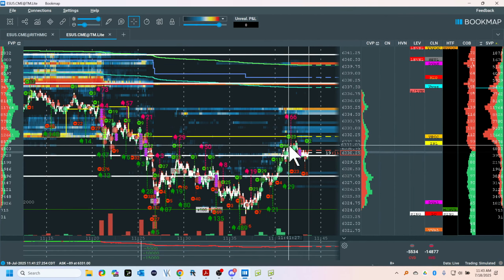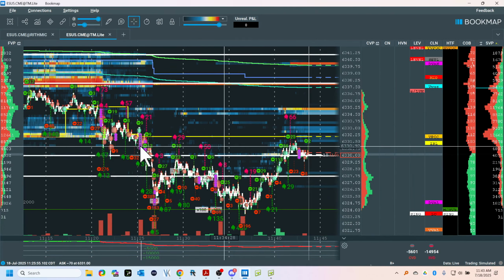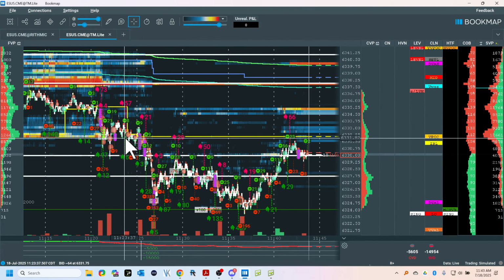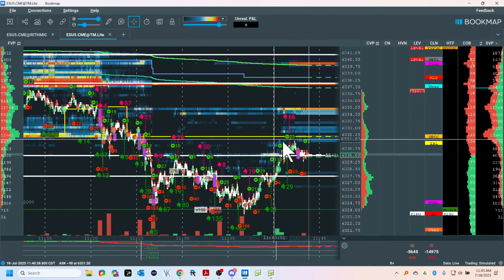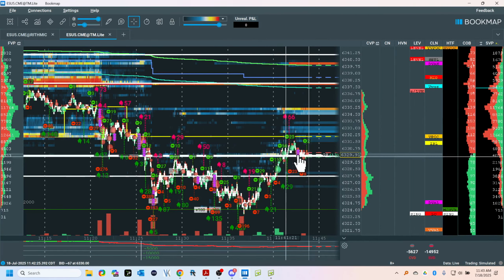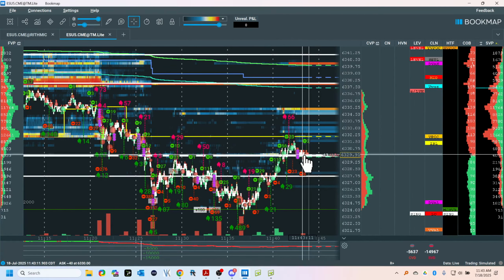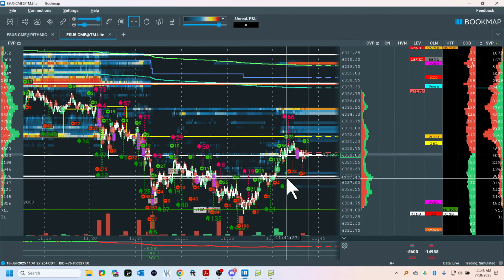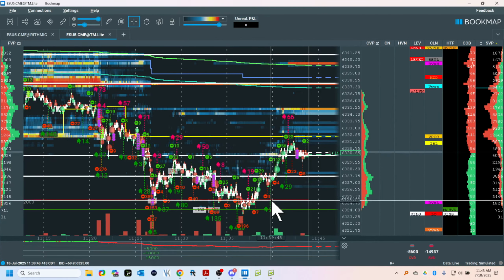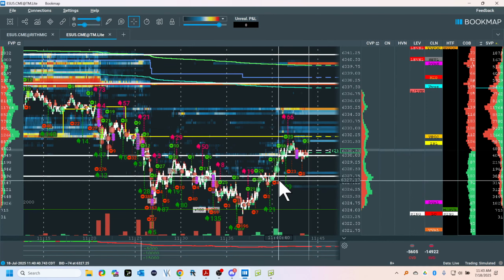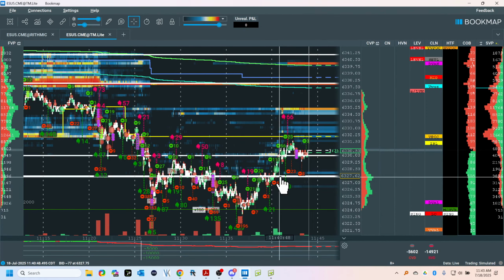Now, the possibilities are this. And right now, I don't see anything to do here. This is my resistance right here. And right here, I have a seller. So we want to watch this for a potential trigger. And then the objective would be to come to one of these high volume areas, like maybe here.